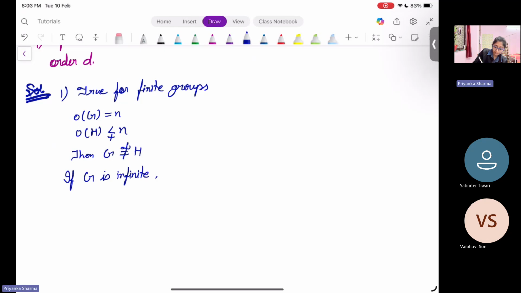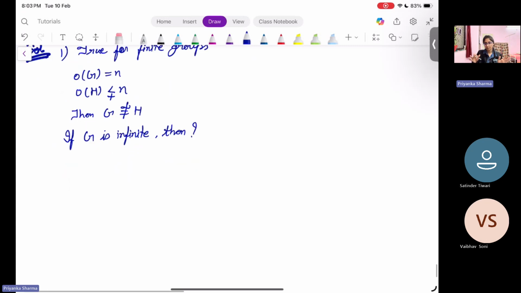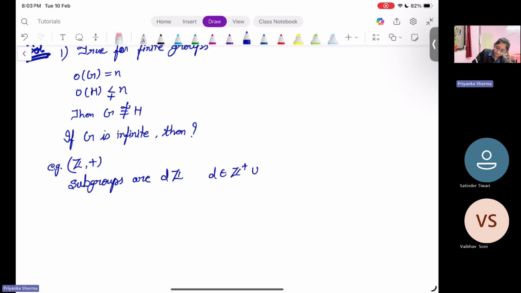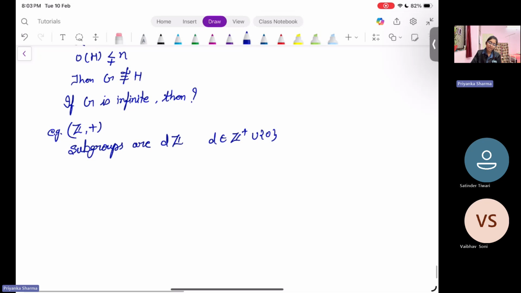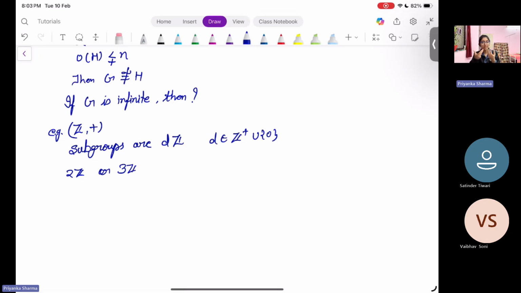If G is infinite, then when we talk about an infinite group, the first group which comes to our mind is actually Z plus. And what are its subgroups? Its subgroups are dZ, where d belongs to Z plus union 0, that is all non-negative integers. So you can consider 2Z or 3Z or any d belonging to Z plus.